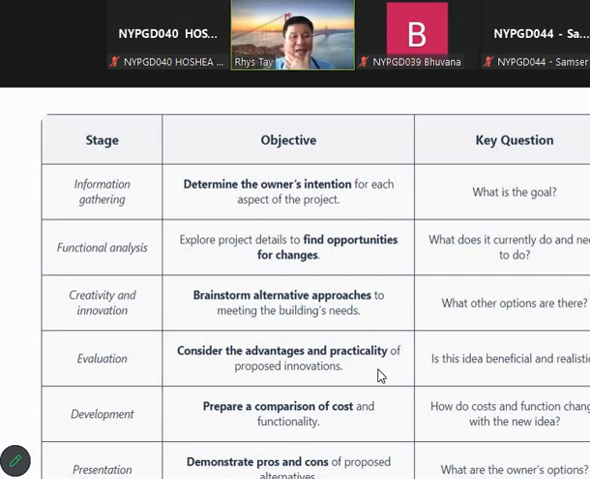And from there, you look at the functional analysis, explore project detail to find opportunities to change. The key question is, what does it currently do and need to do? Just an example, you have to come up with the functional analysis. You explore each step of the work to find opportunity to improve.